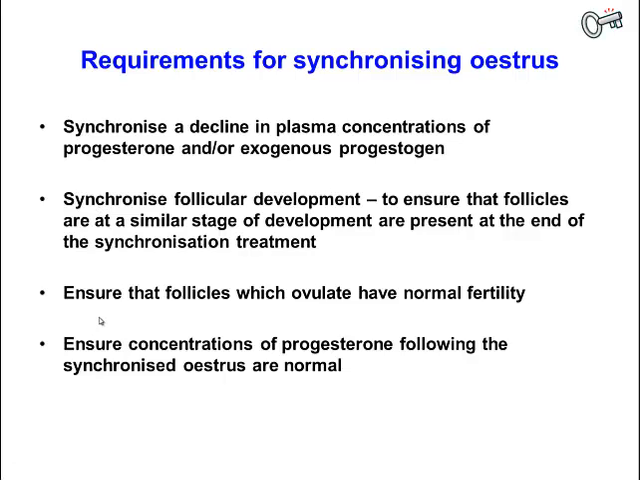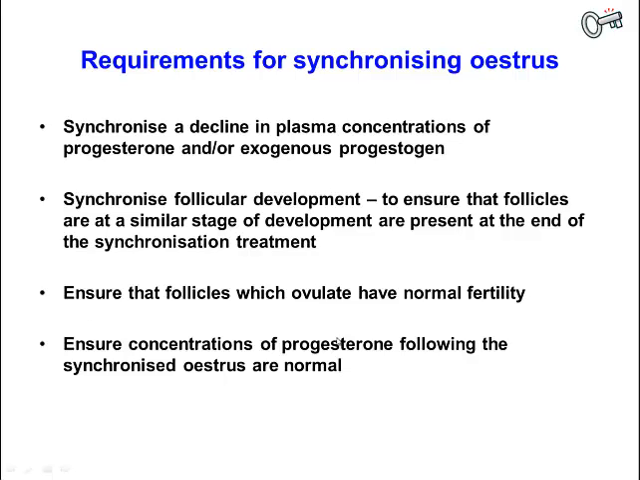We also need to ensure that the follicles which ovulate have normal fertility. Now, there are some treatments that can affect the viability of the follicle, what we call aged follicles, or if follicles are too young when we try to ovulate them, that can affect fertility. So we need to ensure that those follicles have normal fertility.